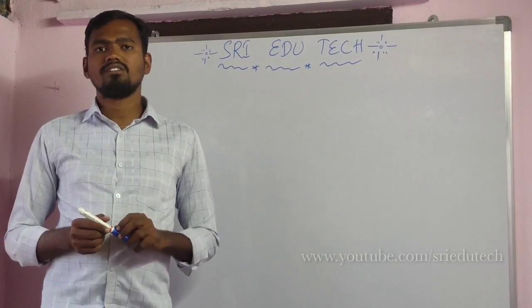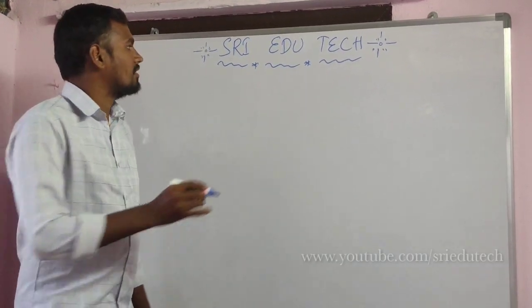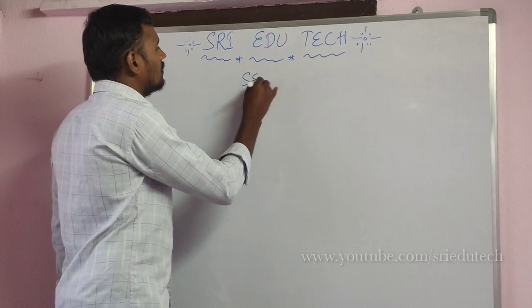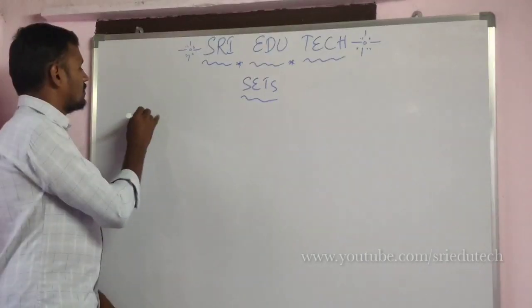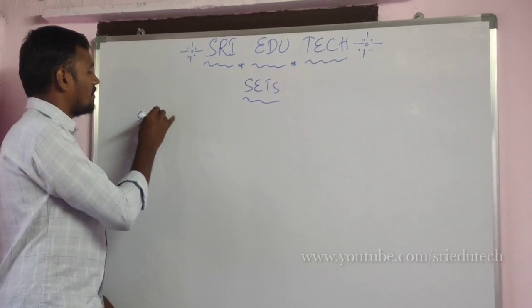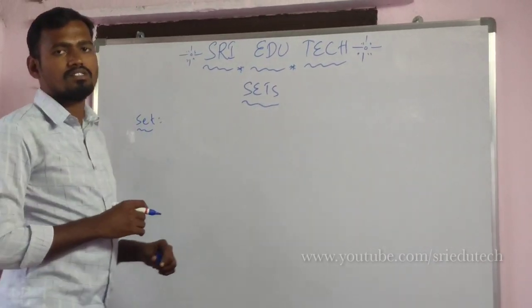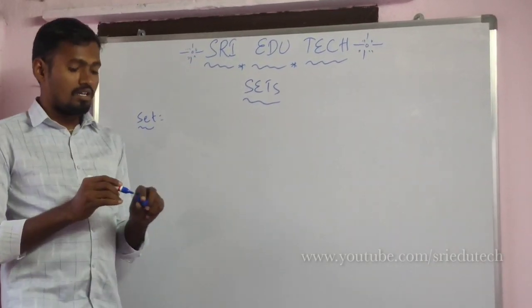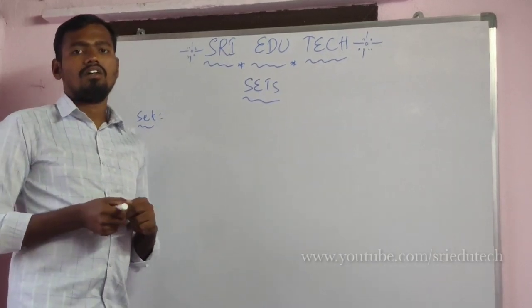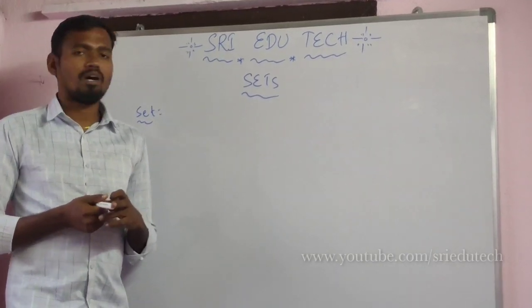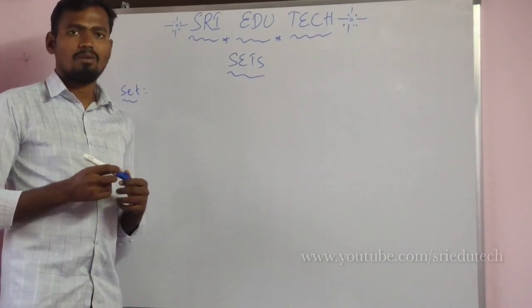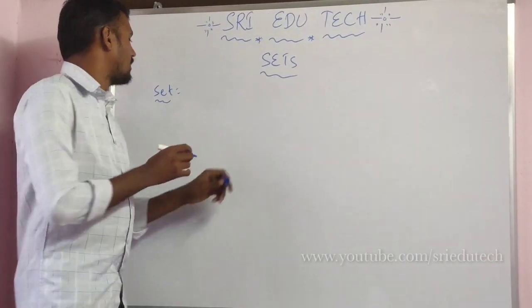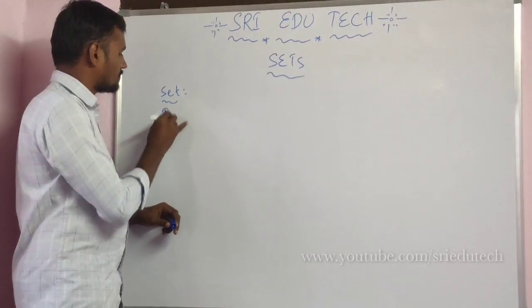Today our topic is sets. First of all, the definition of a set. A set is a well-defined collection of elements or group of elements. Examples: the number of people in a family, the number of days in a week, or the number of months in a year. Now, types of sets.